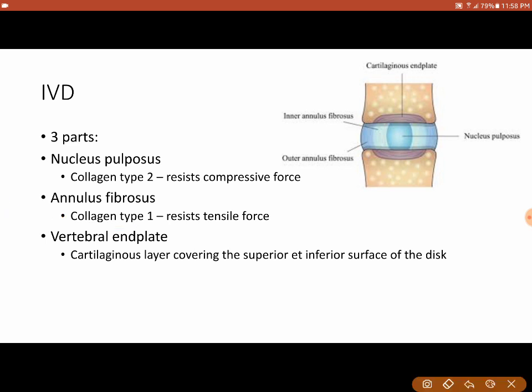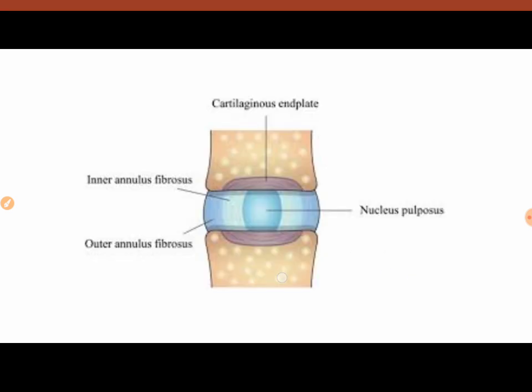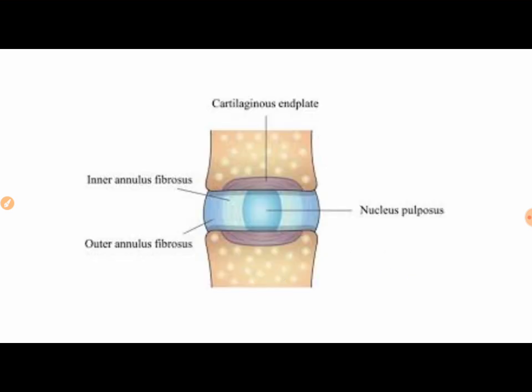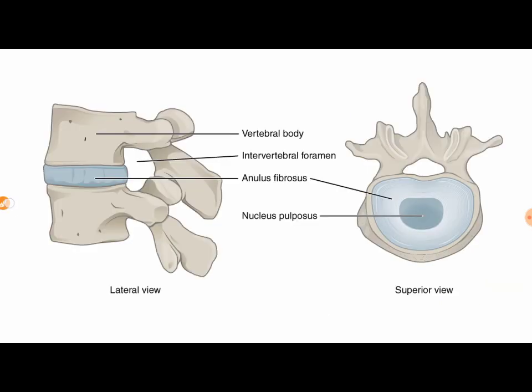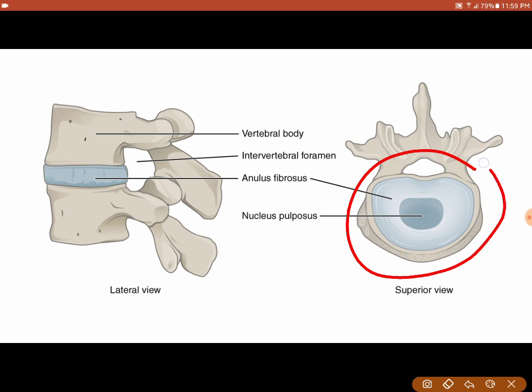And lastly, you have your vertebral end plate, which covers your intervertebral disc. It is located superiorly and inferiorly. So here's again another picture of your intervertebral disc anterior view. So this is the picture of your intervertebral disc top view.